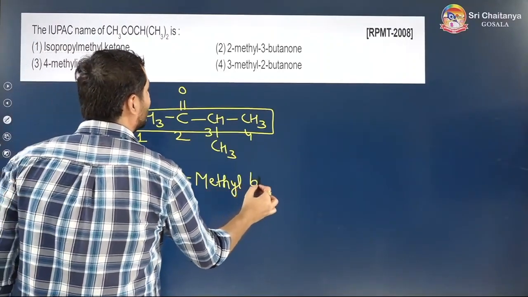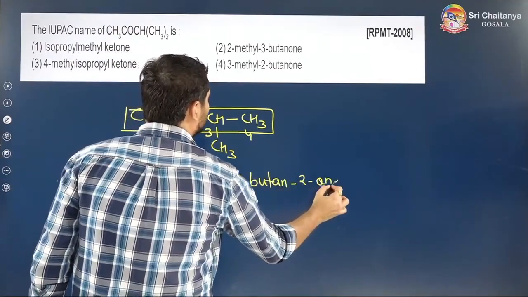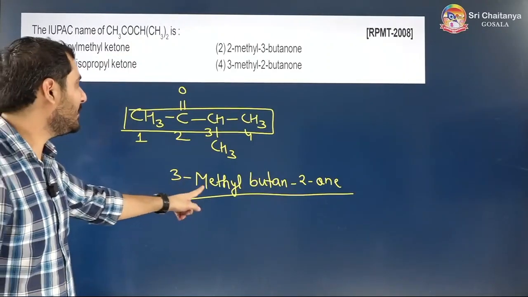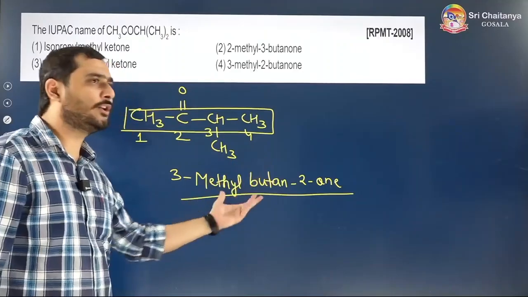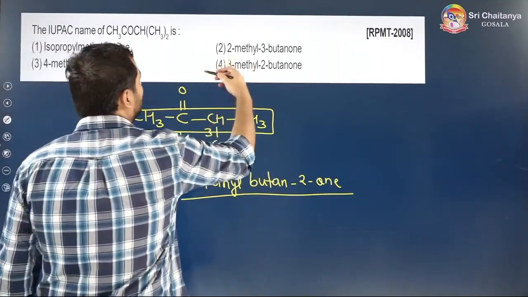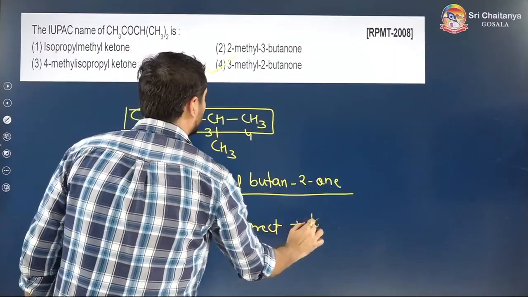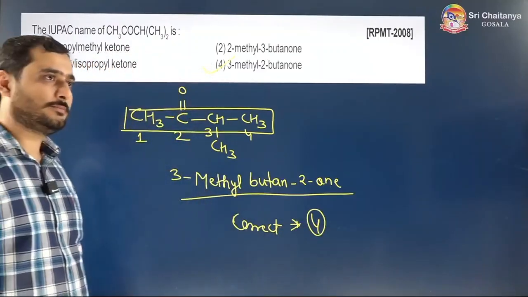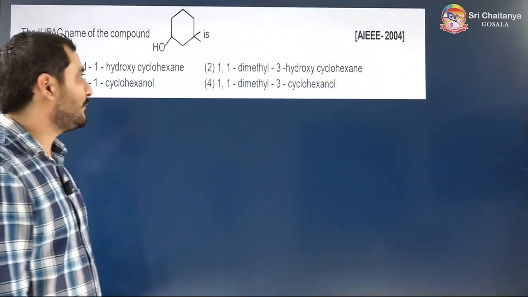For 4 carbon atoms, what is the word root? But. For single bond, ane, and the ketone is present at which position? 2nd position. So what is the answer here? 3-methylbutan-2-one, or we can write it as 3-methyl-2-butanone. So which option will match? Option number 4. So what is the correct option? Option number 4 is correct. 3-methyl-2-butanone. All students are telling option 4. Very good.